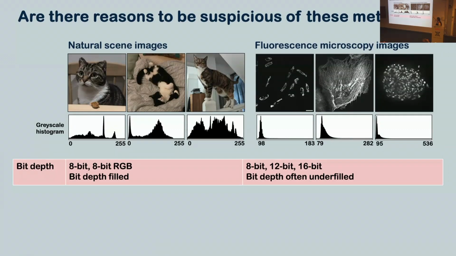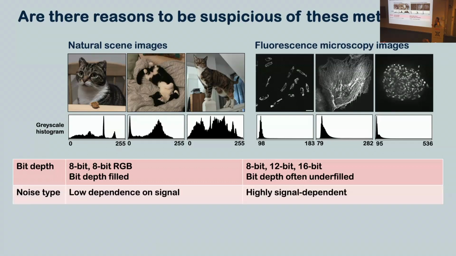In fluorescence microscopy, however, we have a lot of different bit depths. We could have 8-bit, 12-bit, 16-bit data. And we almost always underfill that bit depth. So these are 16-bit images, and the maximum values that pixels could take in these are 65,535. If we look at the histograms, we are nowhere near that, right? We're all squished down right at the bottom.